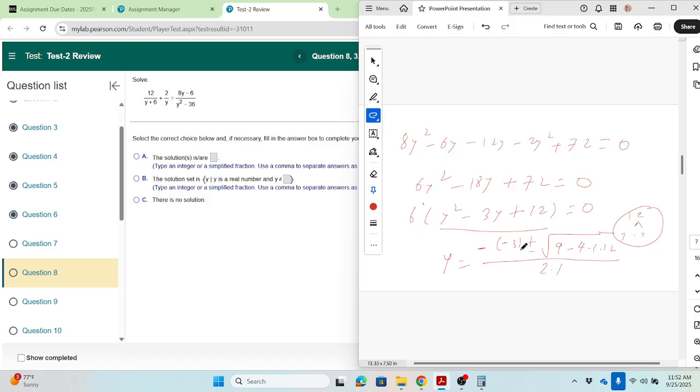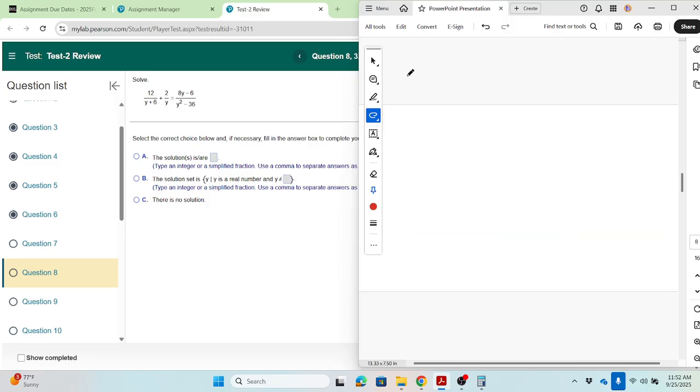So this is the solution. These are the solutions, which is positive 3 plus and minus 9 minus 12 times 4 is 48, so negative 39, divided by 2. So that's the answer. If you write down this answer in terms of imaginary number, that would be positive 3 plus and minus square root of 39i divided by 2. So that's the answer. There are two solutions, one with the plus and one with the minus.